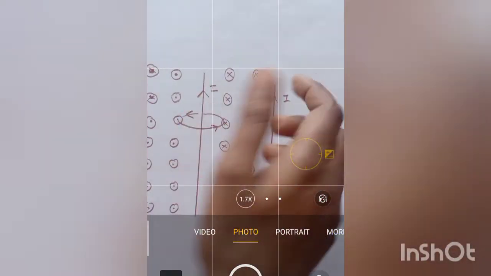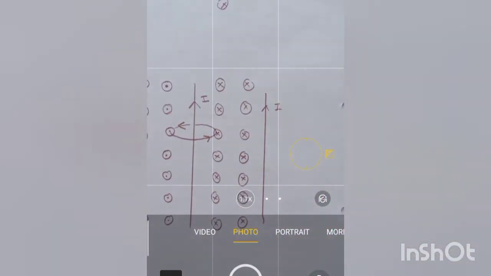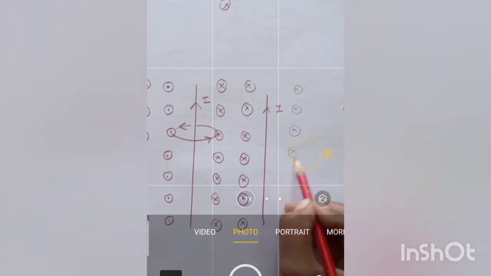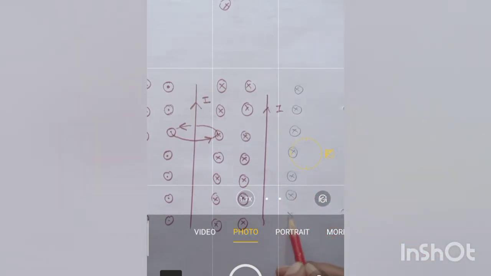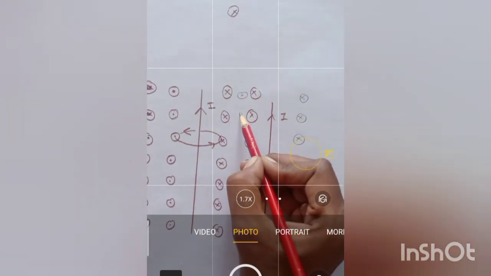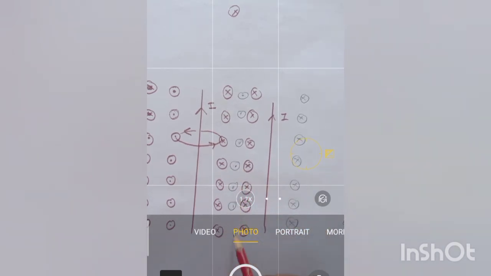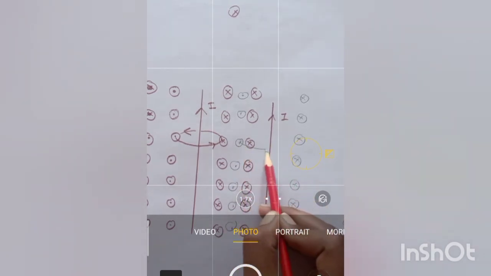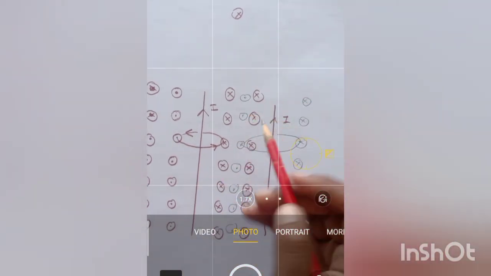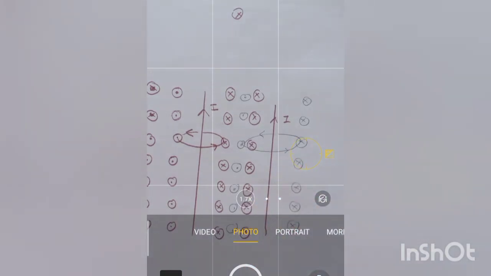Again, by using the right hand thumb rule, we can find the field is moving into the paper. So for this, suppose I use this pencil. This is the magnetic field which is going into the paper for this wire, and it is coming out on this side. Both are given by the right hand thumb rule. I can say this is the direction of magnetic field.